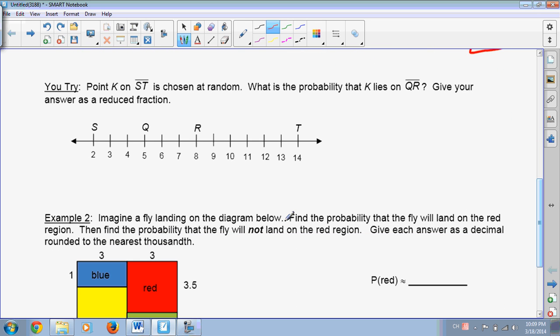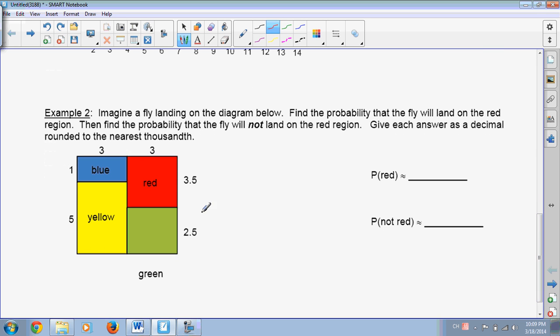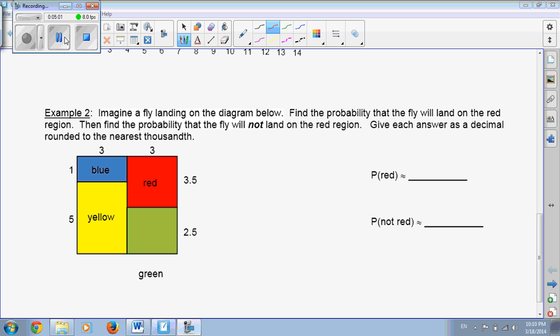Okay, we're going to save this one for class. Let's go ahead and look at number 2. Now we're dealing with area, because we have a flat surface. Imagine a fly is landing on the diagram below. Find the probability that the fly will land on the red region. Then find the probability that the fly will not land on the red region. Give each answer as a decimal rounded to the nearest thousandths. So we're going to need to get out our calculators for this problem.